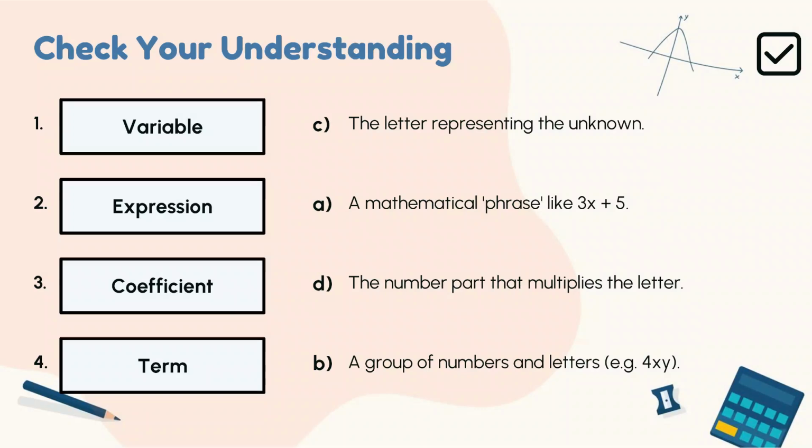Let's check the answers. A variable is the letter representing the unknown. An expression is a mathematical phrase like 3x plus 5. A coefficient is the number part that multiplies the letter. A term is a group of numbers and letters, such as 4xy. These definitions are the foundation of reading algebra accurately.